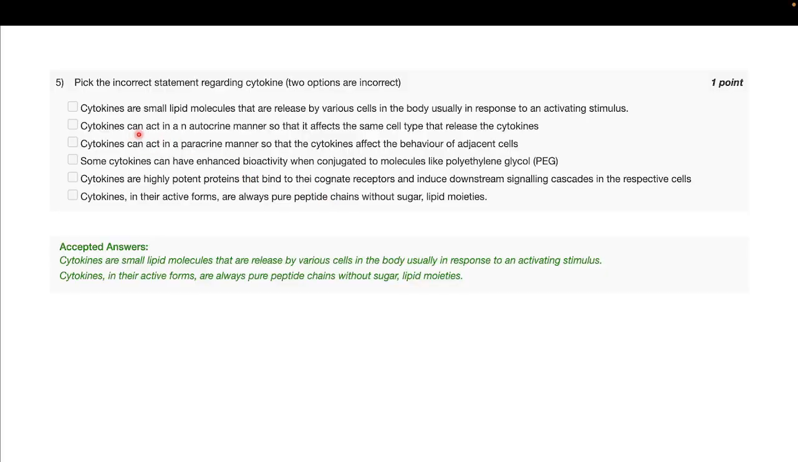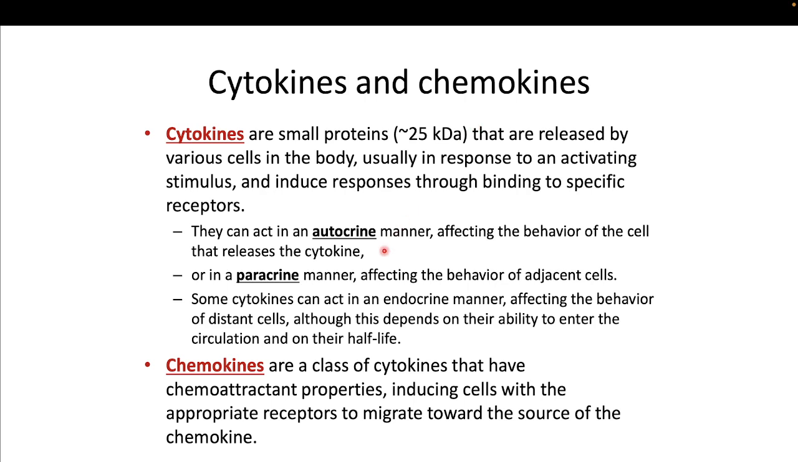So second was cytokines can act in an autocrine manner, so that it affects the same cells that release the cytokines. So the way these cytokines act, it could be autocrine. Autocrine meaning the cell which has released the cytokine then in turn affects the same cell from where it is being released, to then change the behavior of the cell. This is very much possible. They also act in a paracrine manner, meaning one cell is going to release the cytokines that will then go and change the behavior of the neighboring cell. It can affect the neighboring cell. This behavior is known as paracrine.